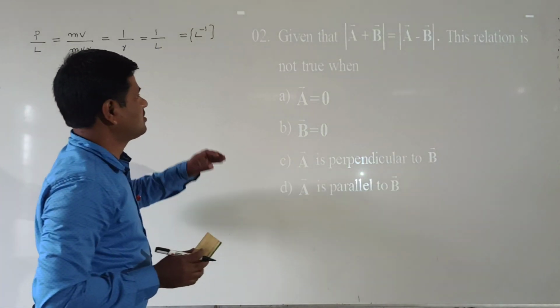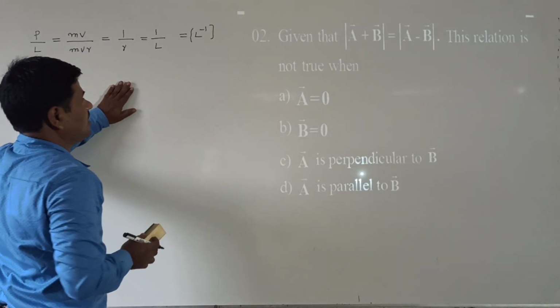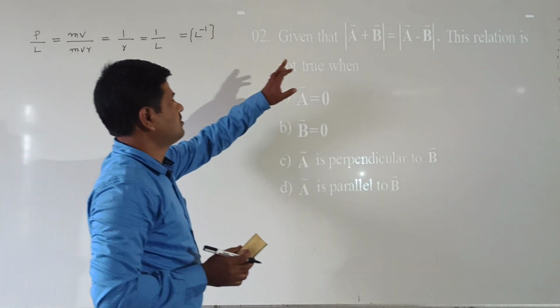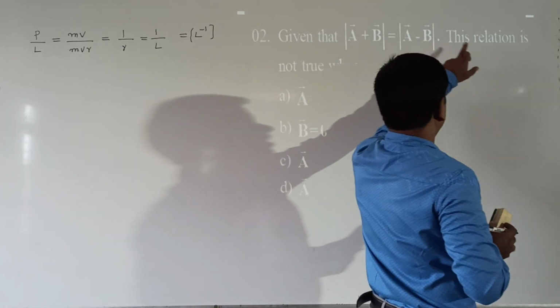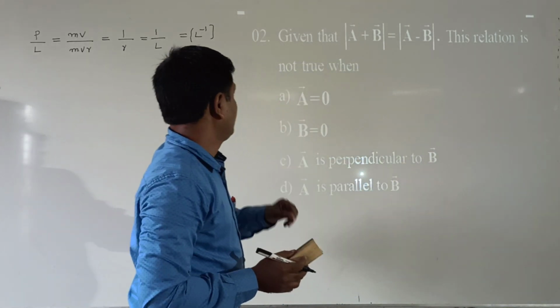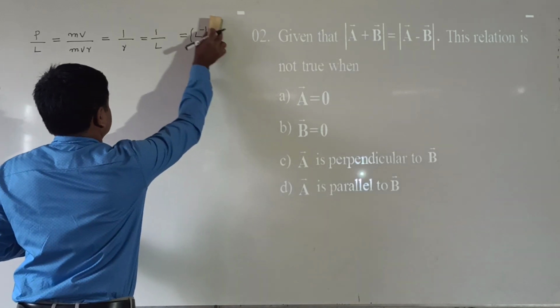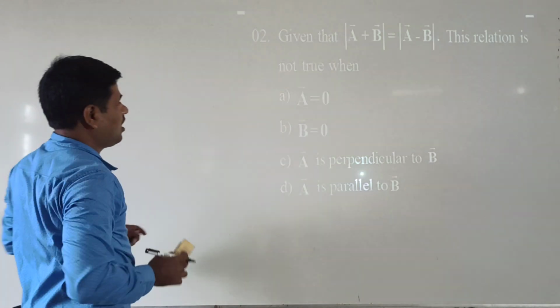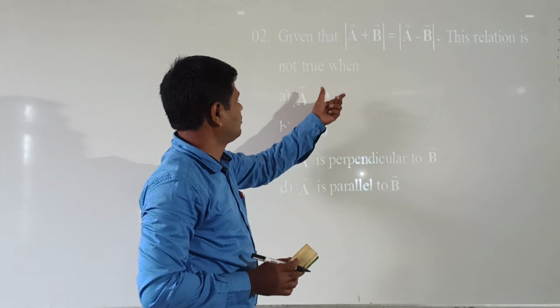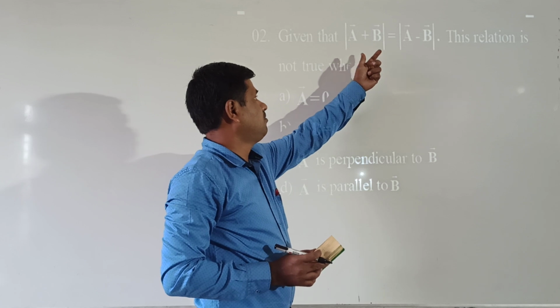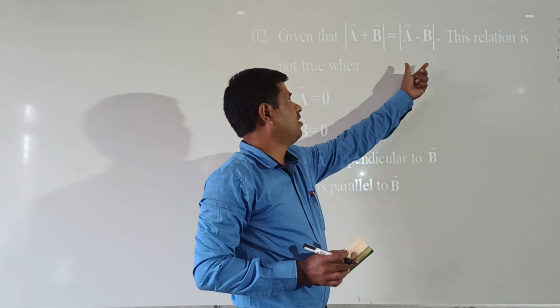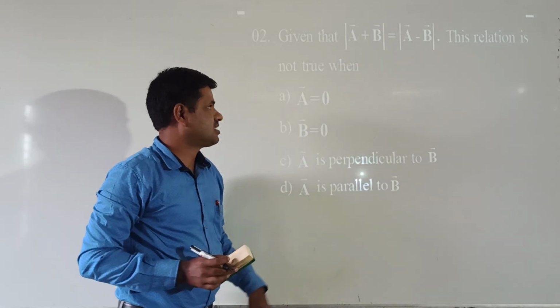Now in the second question, see here. What is given here? Given that mod a bar plus b bar is equal to mod a bar minus b bar. This relation is not true, when? That is what is asked in this question. Now, first we substitute a bar equal to 0. 0 plus b bar is equal to 0 minus b bar. So mod b bar is equal to minus mod b bar. B bar equal to b bar. So this relation is true.